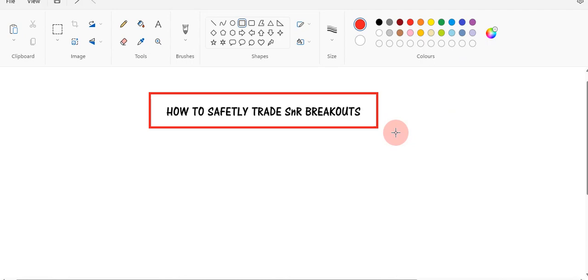So today we're going to be looking at how to trade the SnR breakout, how to safely trade the SnR breakouts. On this topic, many people have a different idea when it comes to trading the breakouts. Most people usually use either the buy stops or the sell stops.